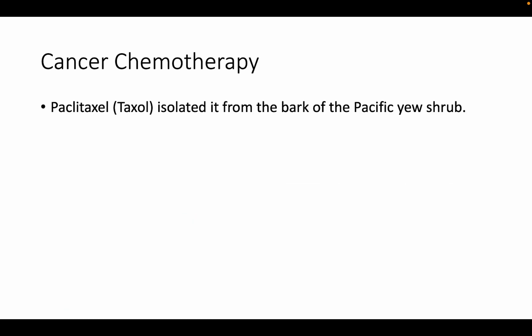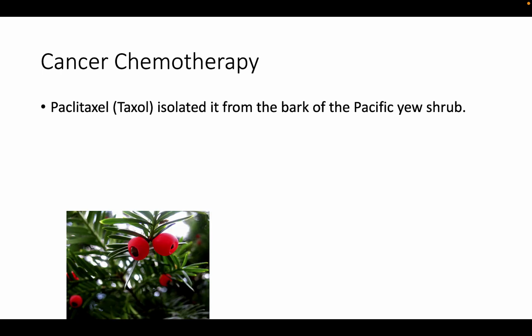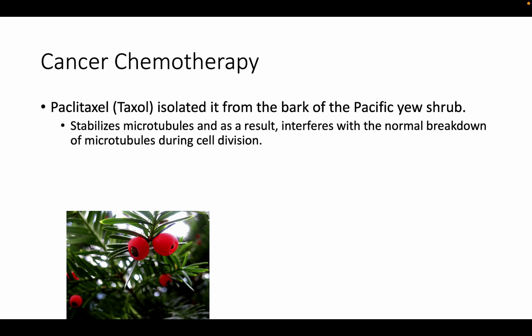A different drug derived from a tree called the Pacific yew is, and here's the yew berries and the vegetation. It's an evergreen found in the Pacific Northwest. And it's derived from the bark of that. And what it does is kind of the opposite. Once the microtubules have formed, it attaches to them and prevents them from being broken down.